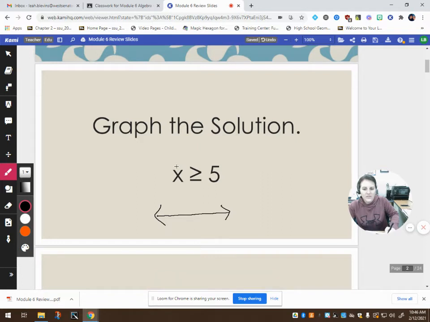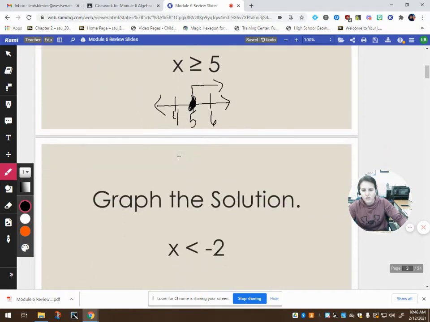I'm going to start with the 5, and I always do one number to the left and one number to the right of 5. We know that we want a closed circle because we are including that point, and we are looking for all the values that are greater than that, so we point to the right. So there is the solution graphed.